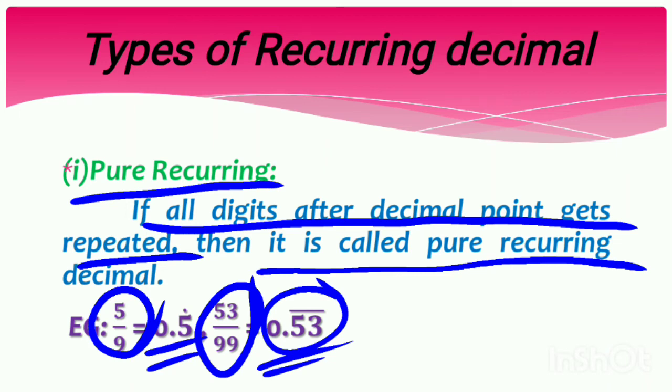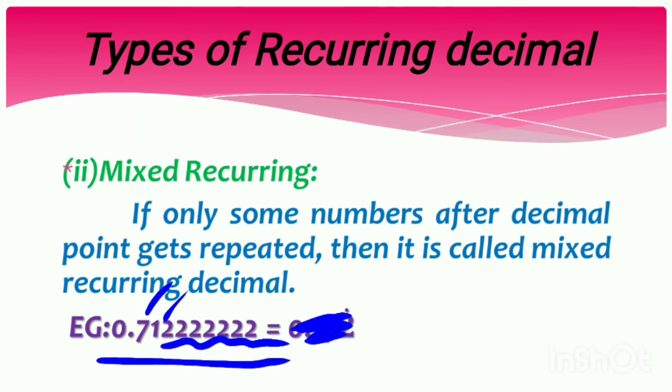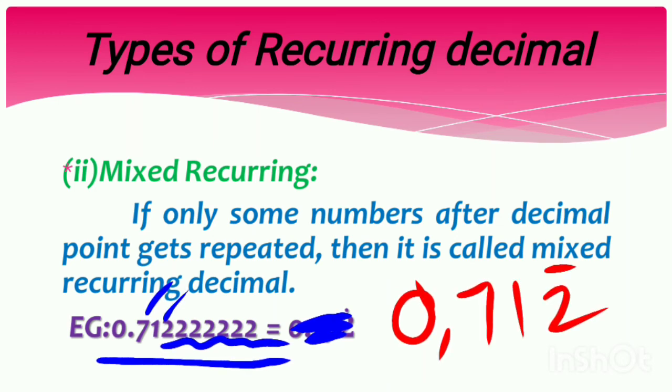Then what does mixed recurring mean? Mixed recurring means only a few numbers get repeated, where there will be some number after the decimal point which occurs only once. Say for example 0.712222. Here 7 is occurring only one time, 1 is occurring only one time, whereas 2 is getting repeated. So how can we write this? We can write this as 0.712 with a dot above the 2.